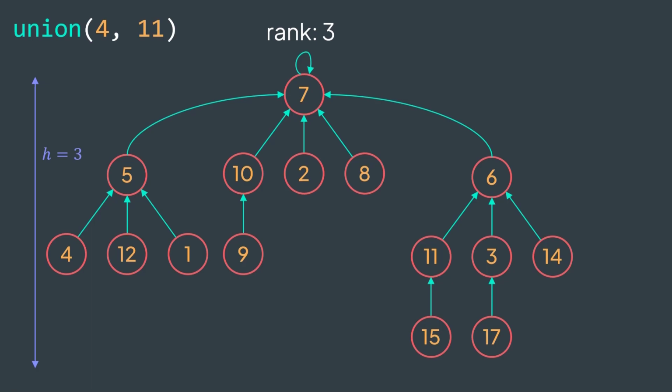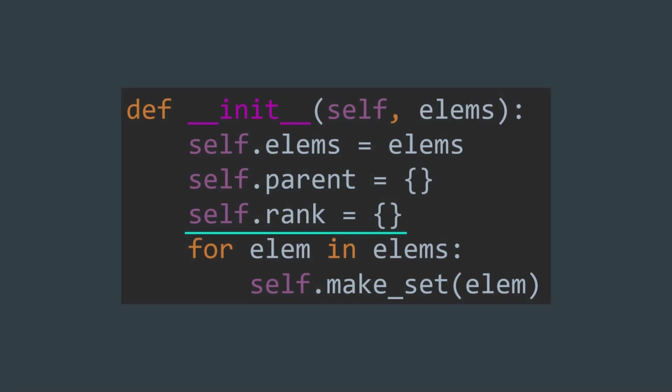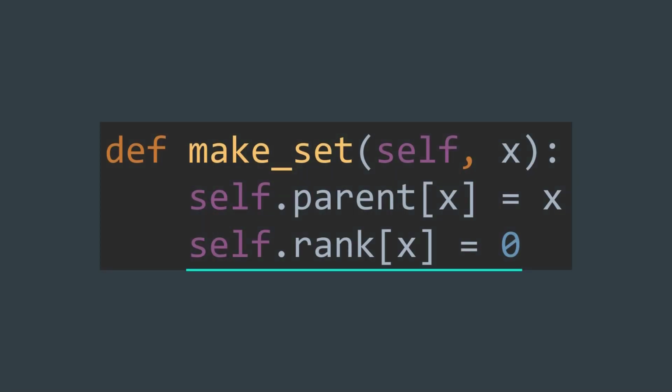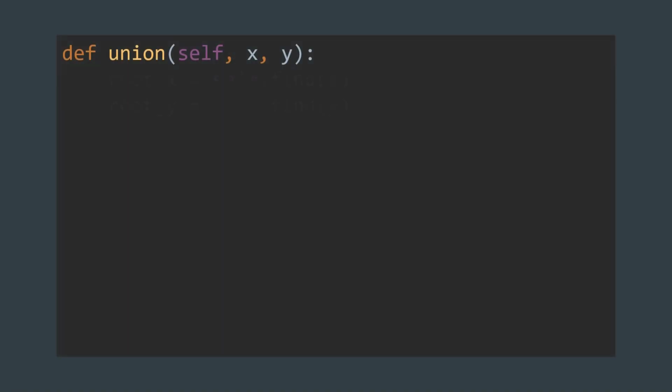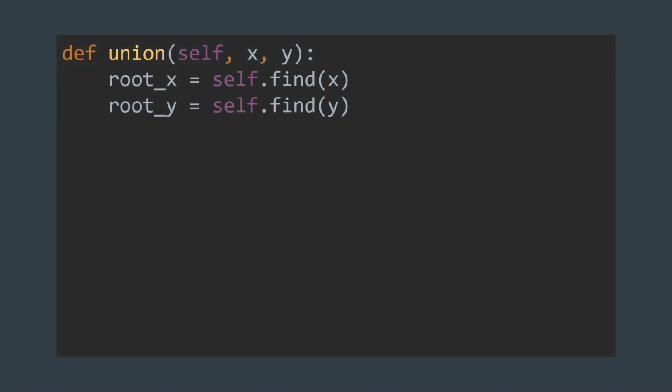How to implement union by rank? Same as for union by size, we need to add an attribute rank to our nodes. We create a hash table rank. When making a new set, it initially has a single node, and the height of a tree of one node is 0. We set the rank of x to 0. And in union operation, we start by calculating root x and root y. If they're equal, x and y are already in the same set. No union to be done.